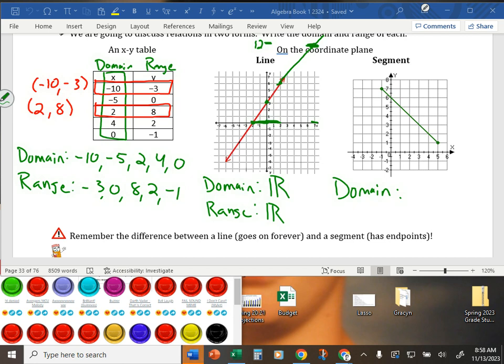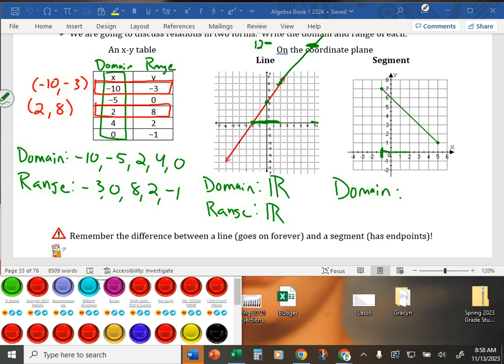Exactly. Where does this line start on the x-axis? -1. Right? Now, only focusing on the x-axis here, it starts at -1. There's nothing to the left of this. The x value of -2 is not represented anywhere on the line or on the segment because it stops there. Right? So it starts on the x-axis at -1.